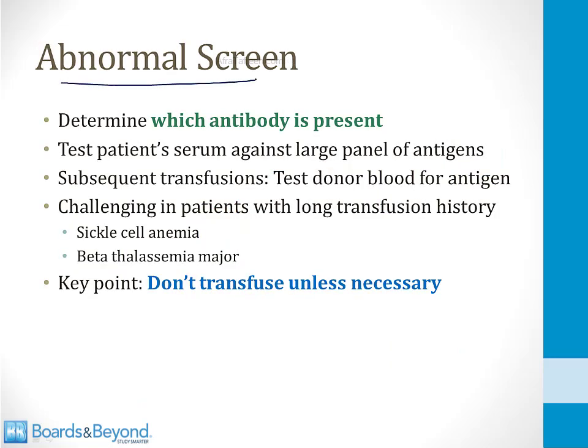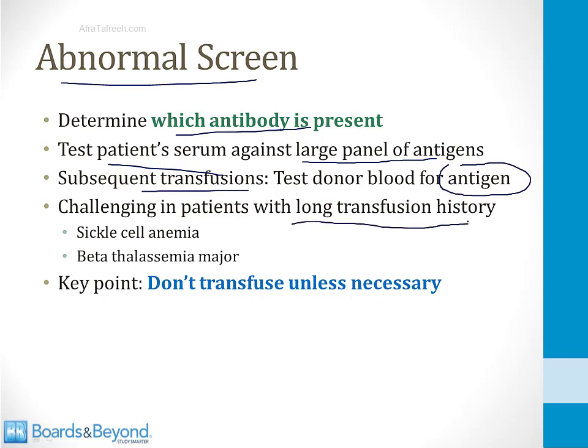When patients have an abnormal screen, you next determine which antibody is present by testing the patient's serum against a large panel of antigens. Once you figure out which antigens are the problem for that particular patient, in subsequent transfusions you test the donor blood for presence of that antigen. This can be challenging in patients who have a long transfusion history. So for example, patients with sickle cell anemia or beta thalassemia major receive many transfusions over the course of their lives. As a result, they can develop many antibodies to minor antigens.